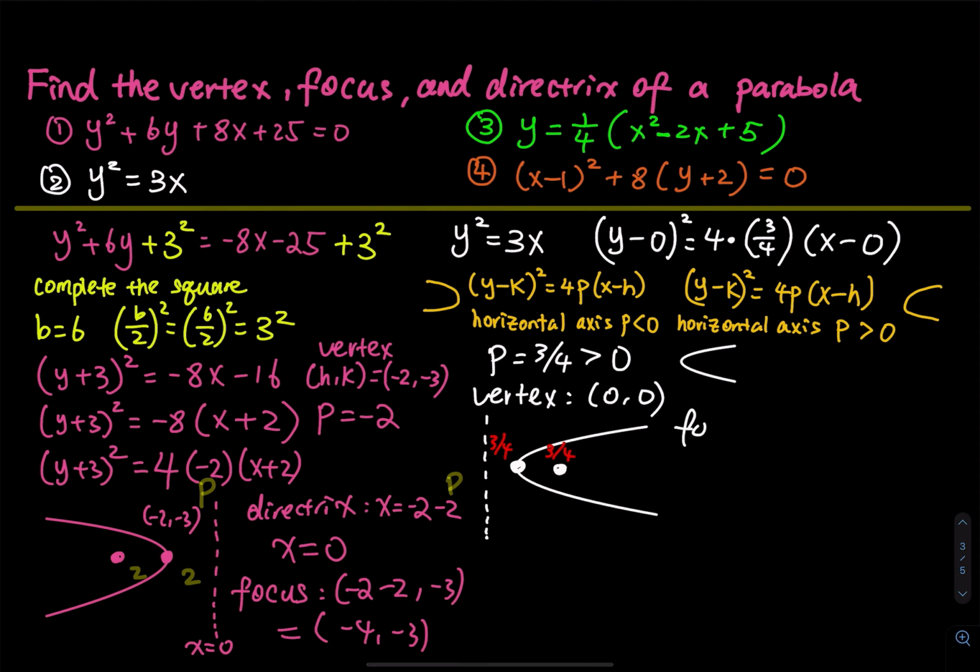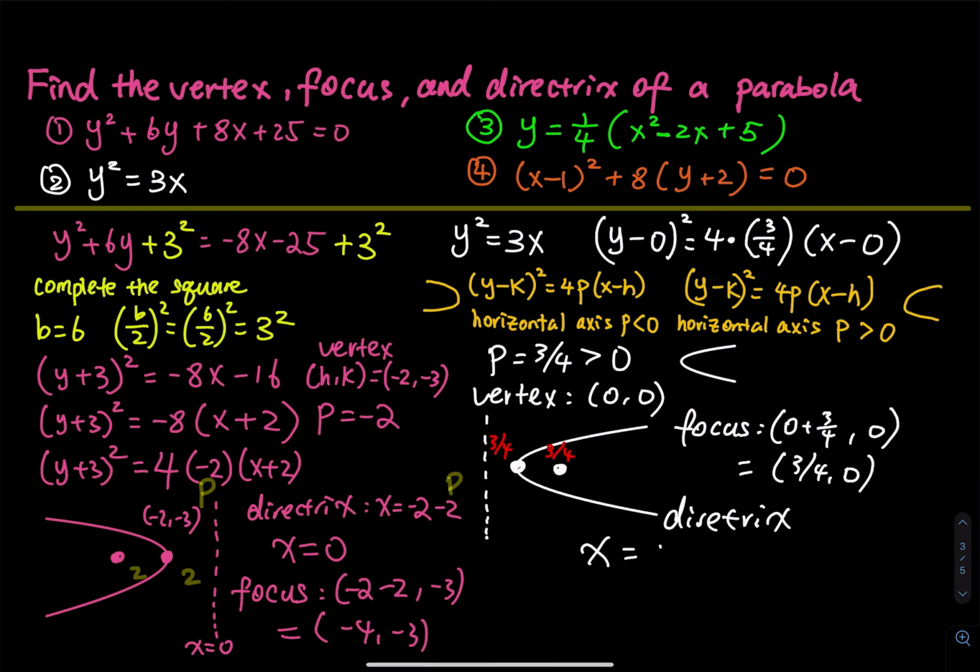And then for the focus, based on that X value, you have to add 3 over 4. So 3 over 4 comma 0. Then the focus is at 3 over 4 comma 0. The directrix is on the left. Then you have to do X equals, standing at the 0, and then you subtract 3 over 4 units to the left, which equals negative 3 over 4. Then the directrix is X equals negative 3 over 4.